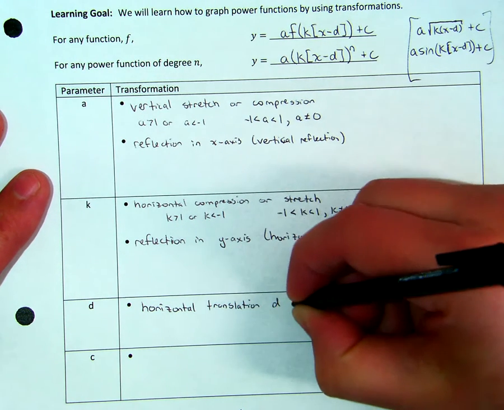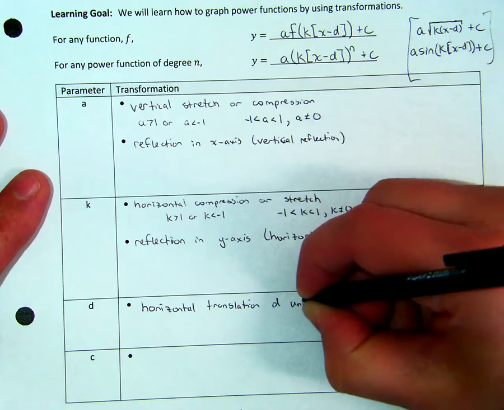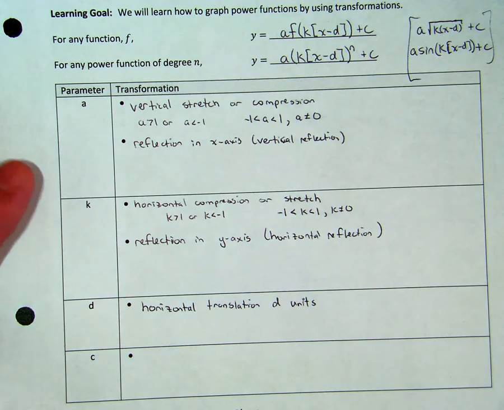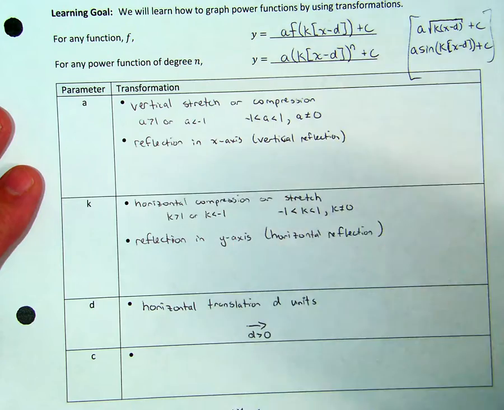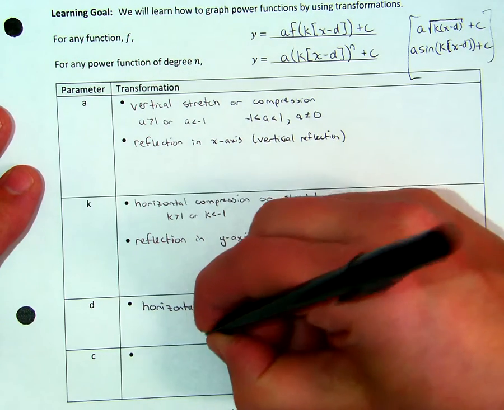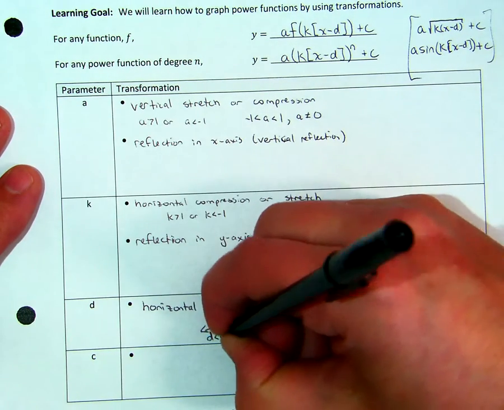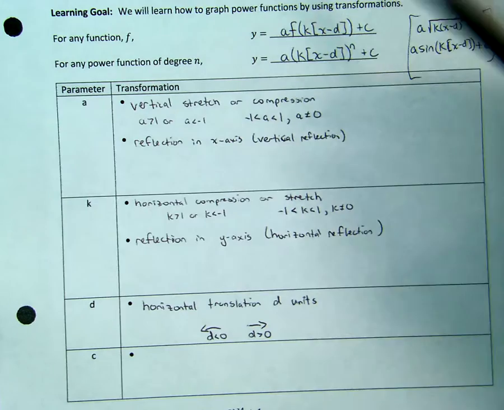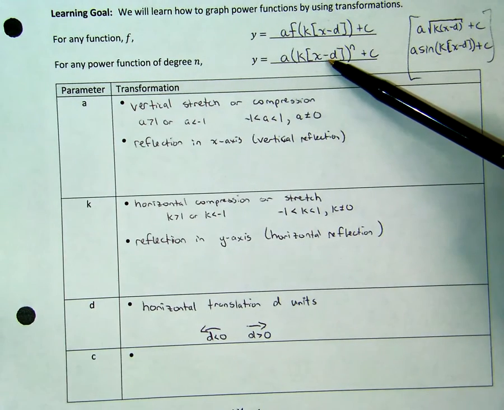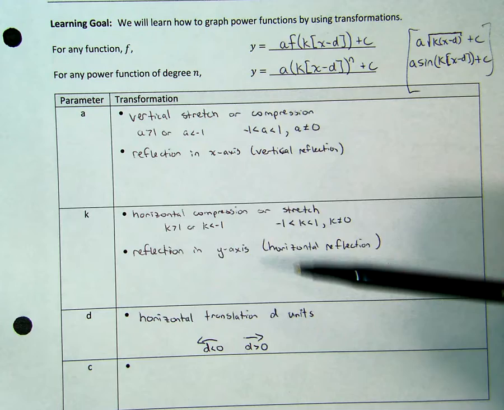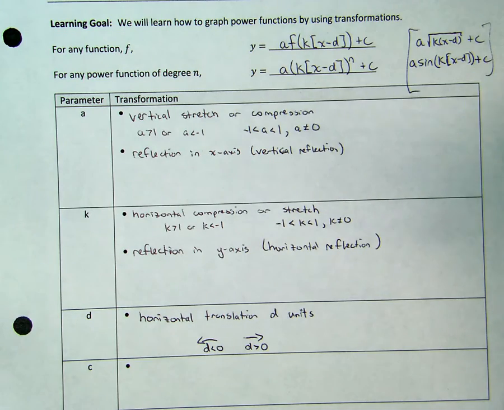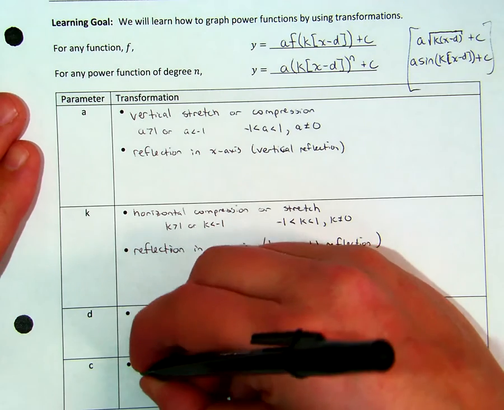And it's D units. So if D is positive, it's to the right. If D is negative, it's to the left. Be careful, it's inside the brackets. This minus sign here flips it, so if it says D plus 3, that's really to the left 3. It's always the opposite.